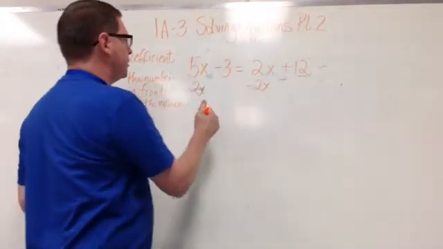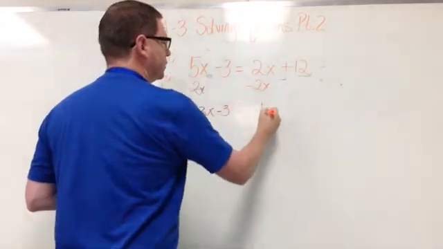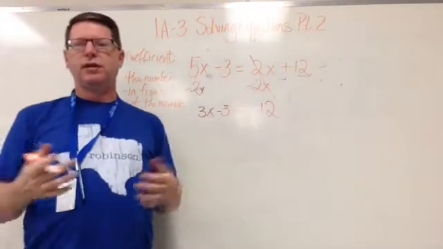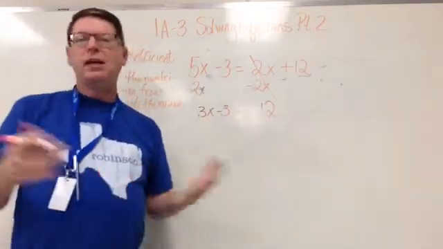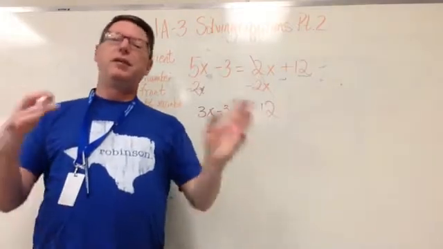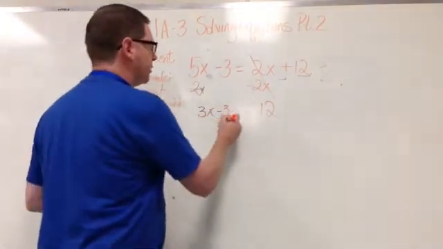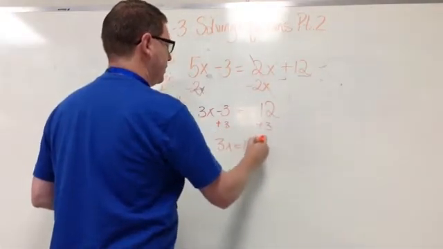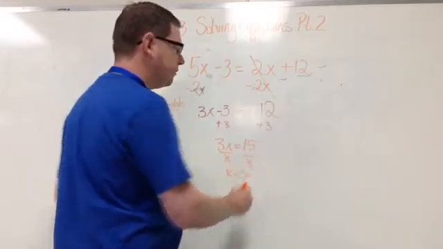So 5x minus 2x is 3x minus 3 equals 12. Because those two x's become a 0, but we don't need to write down the 0. So I've got 3x minus 3 equals 12. Now I'm in a two-step equation. I could stop here because I know you're really good at two-step equations, but I'll just finish it for fun. So I add 3 to both sides, and I get 3x equals 15. Divide by 3, divide by 3, x equals 5.